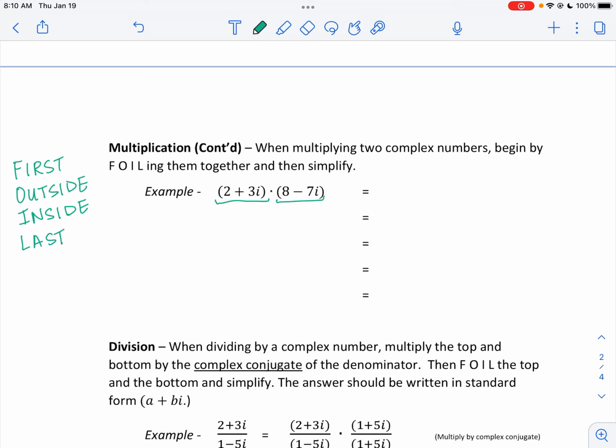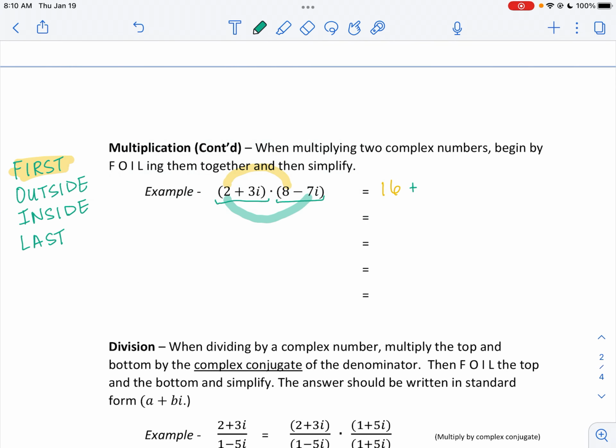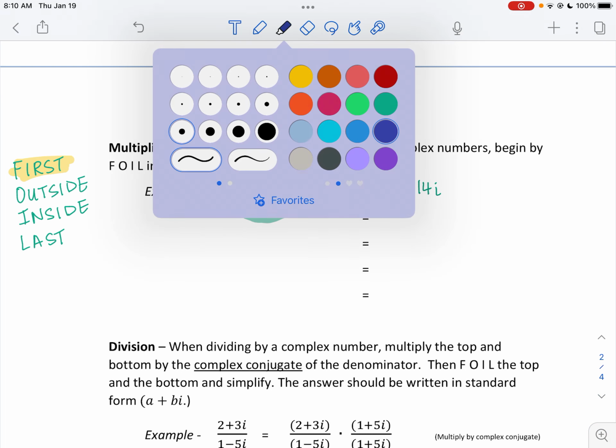So for the first, I'm going to try to color code it. First, with 2 times 8, we get 16. Outside refers to 2 and -7i because they're on the outsides of the binomial. So that would be negative 14i.